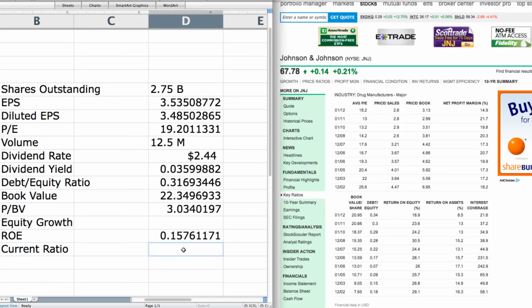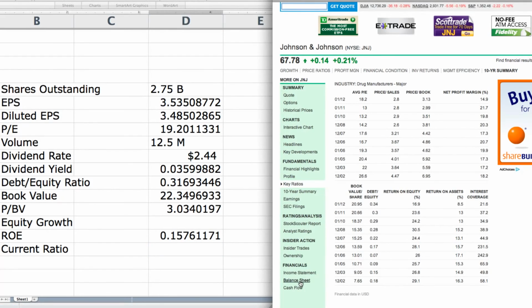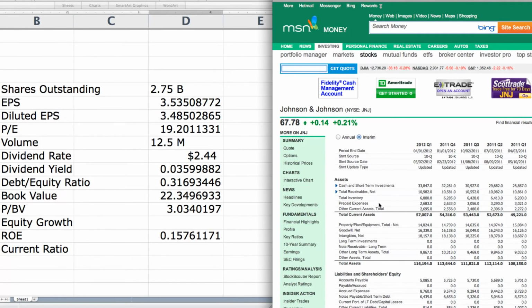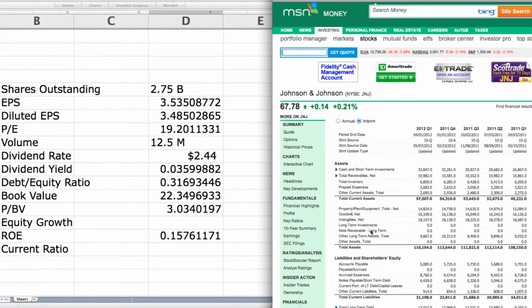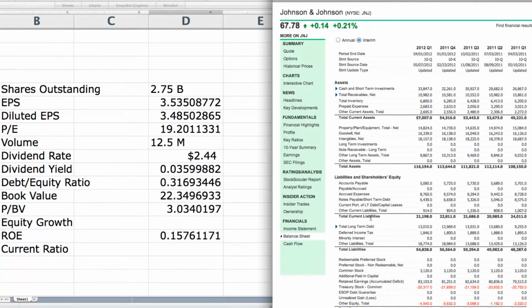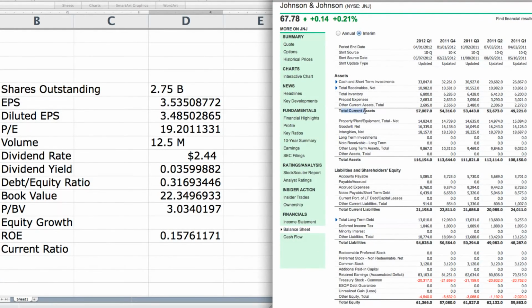Okay, so the last thing is the current ratio. In order to figure out the current ratio, we have to go to the balance sheet. Unfortunately, the current ratio isn't calculated for you anywhere, so you have to do this calculation yourself. You're going to look at the total current assets and divide that by the total current liabilities. Since anything listed as a current asset or a current liability is either going to be paid to Johnson & Johnson in the next 12 months, or paid out of Johnson & Johnson in the next 12 months, this gives us a really good idea of the short-term health of the company.